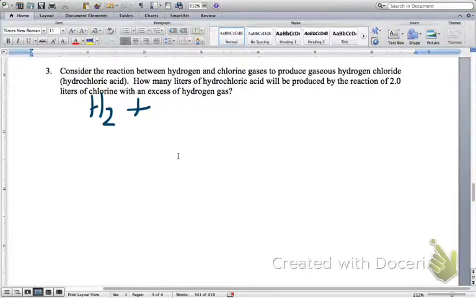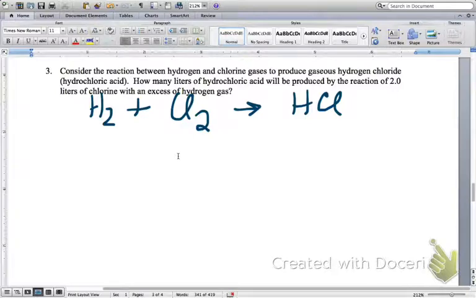What's the formula for chlorine? Cl what? Cl2. In Brinkelhoff, the Cl is chlorine, Cl2. It's also diatomic. So H2 plus Cl2 produces hydrochloric acid, hydrogen chloride, HCl.